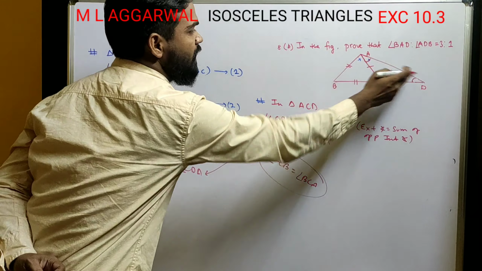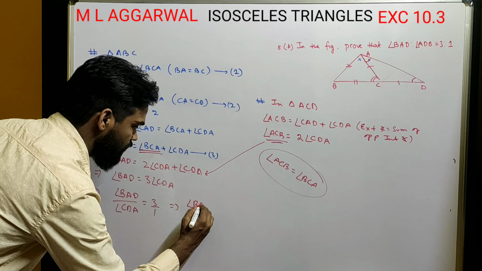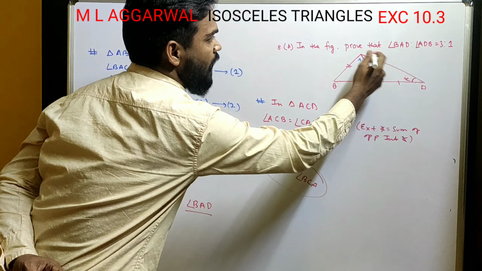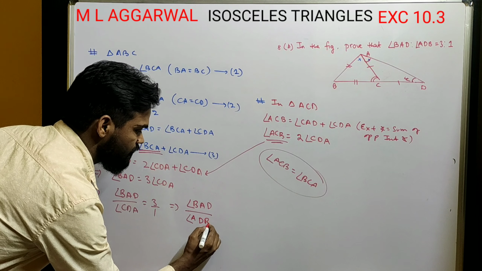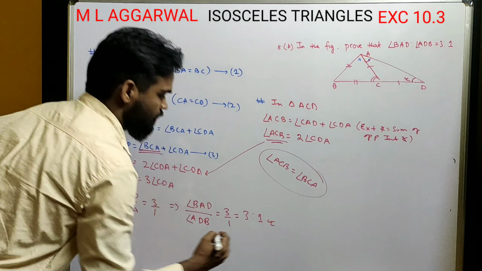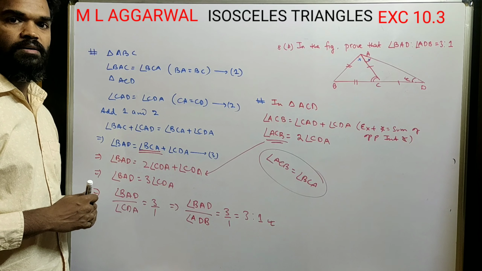ACDA or ADB means the same angle, which means can I write angle BAD equals angle CDA? CDA is this angle and ADB is the same angle. So angle ADB is 3 by 1, which is equal to 3:1. Done. Very interesting. Now let us look at the next sum.